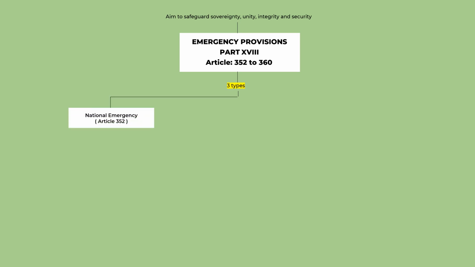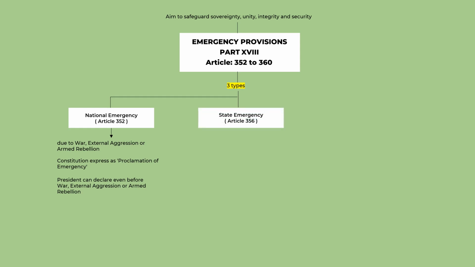National emergency, which can be imposed under Article 352 of the Indian Constitution. It can be imposed due to war, external aggression, or armed rebellion. The Constitution expresses it as a proclamation of emergency for that kind of emergency. The President can declare it even before war, external aggression, or armed rebellion.